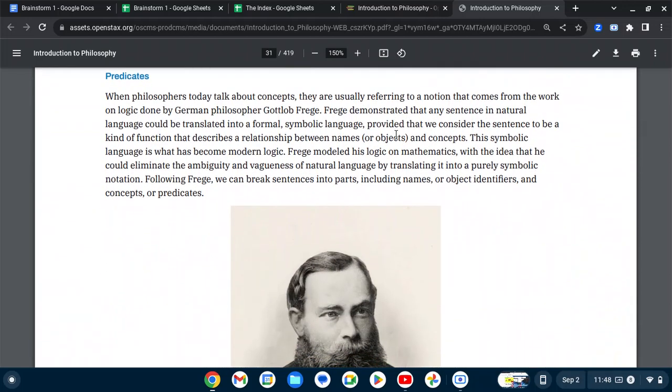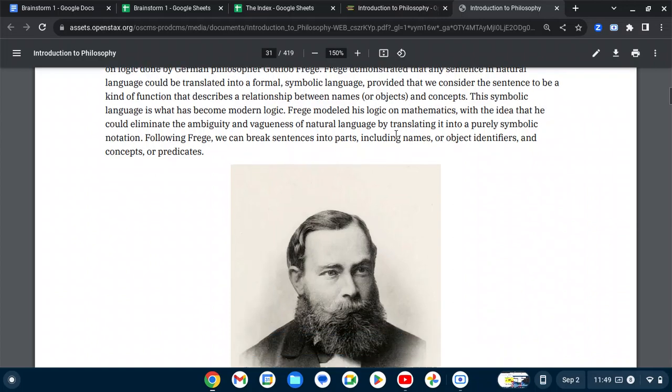Predicates. When philosophers today talk about concepts, they are usually referring to a notion that comes from the work on logic done by German philosopher Gottlob Frege. Frege demonstrated that any sentence in natural language could be translated into a formal symbolic language, provided that we consider the sentence to be a kind of function that describes a relationship between names and concepts. This symbolic language is what has become modern logic. Frege modeled his logic on mathematics with the idea that he could eliminate the ambiguity and vagueness of natural language by translating it into a purely symbolic notation. Following Frege, we can break sentences into parts, including names or object identifiers and concepts or predicates.